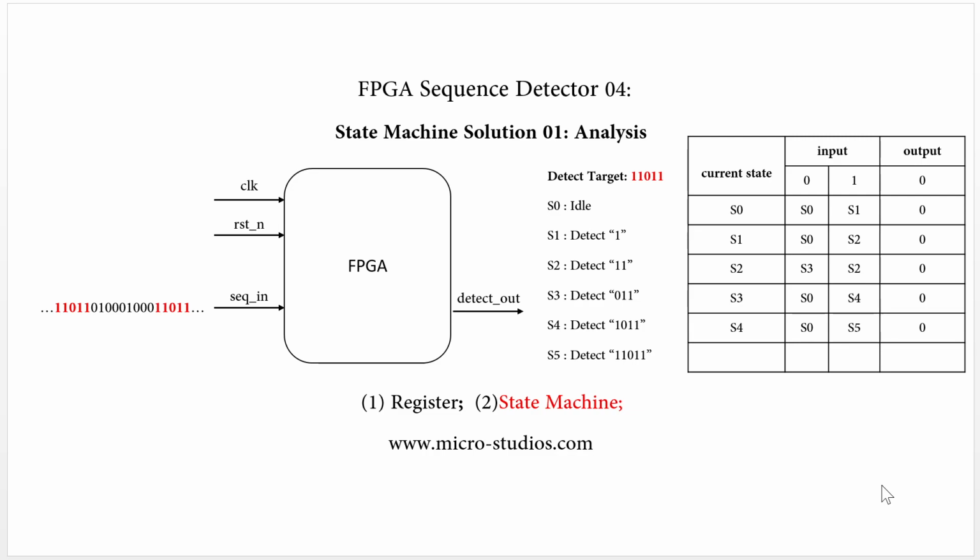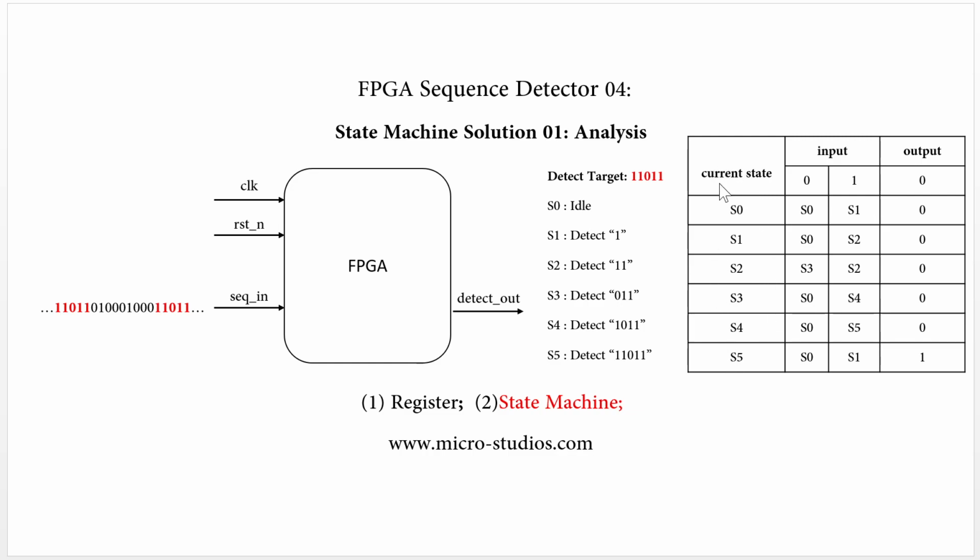For S5, if we get the input as 0, we go back to S0. And if the input is 1, we go back to S1. Okay, because S5 already detected all the bits as 1, 1, 0, 1, 1, we output 1, a high level bit here. It means we already detected our target. Okay.